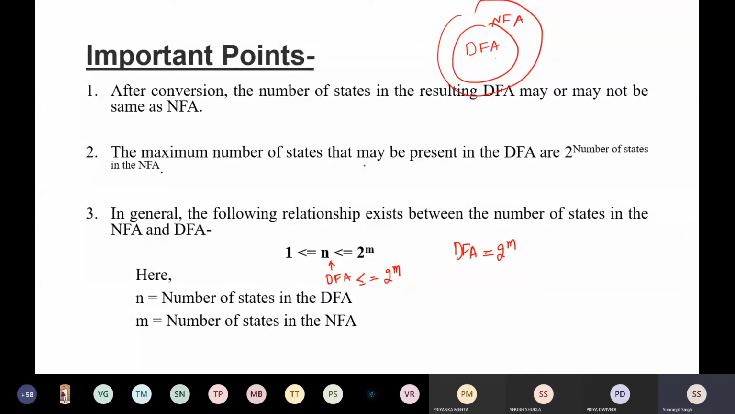Okay, so the maximum number of states that may be present in the equivalent DFA is 2 raised to power the number of states in the NFA. Suppose in an NFA you have 2 states, the equivalent DFA will contain a maximum of 2 raised to power 2, that is 4 states. So keep in mind this is the maximum. Generally it's always less than that. Keep this formula in mind, because this is one of the most important things.